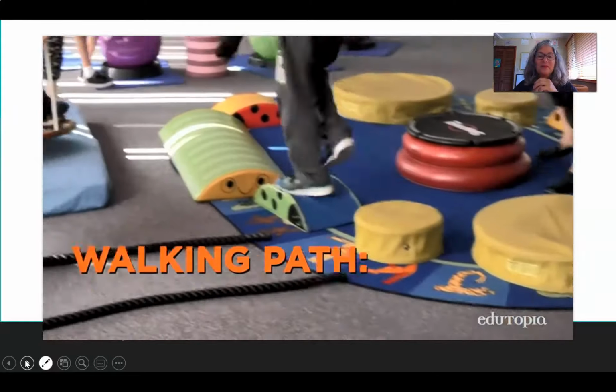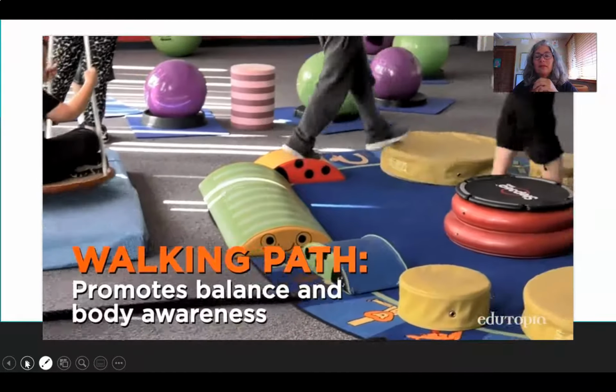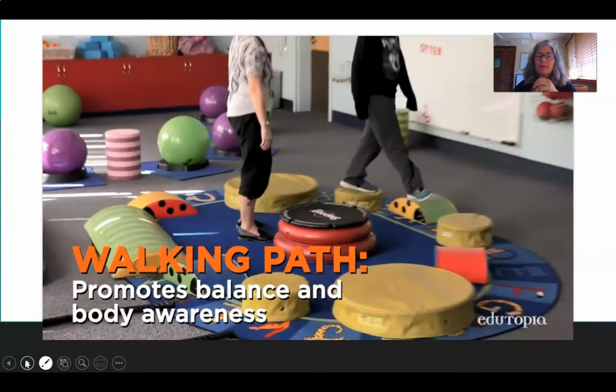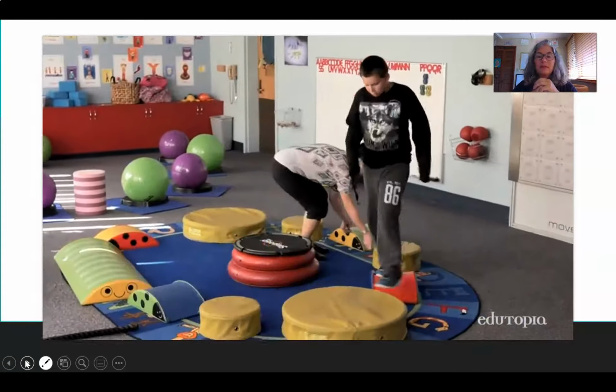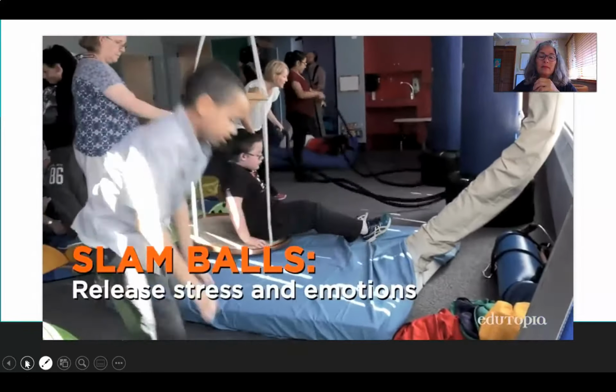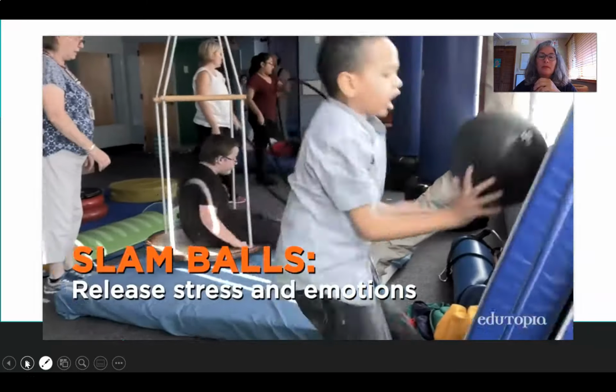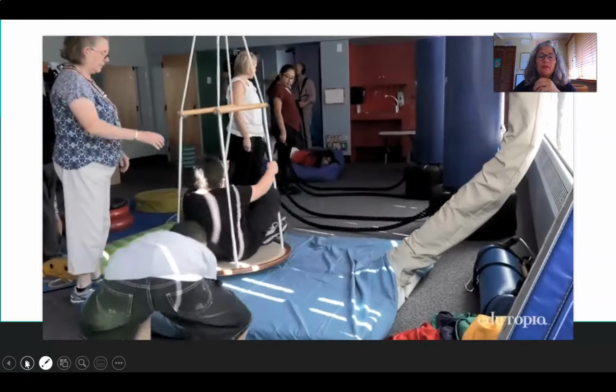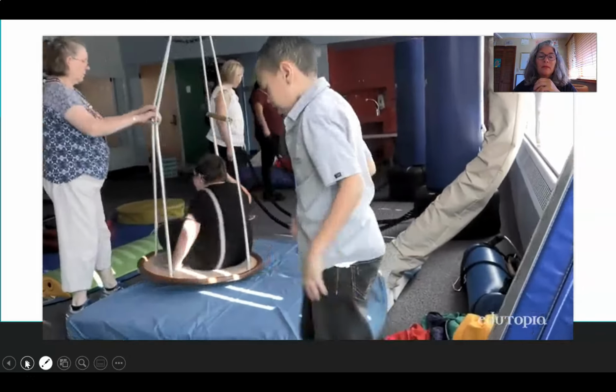Yes, good girl. We also work on balance and coordination. The walking path works on all of those, and that affects your vestibular system, which is your inner ear, and they have to right themselves, correct their body in space. We have 10-pound slam balls. Some students just need to come in, pick something heavy up and throw it. That's the essence of a sensory room. You're putting materials in there that are appropriate, so a student's not throwing a chair.